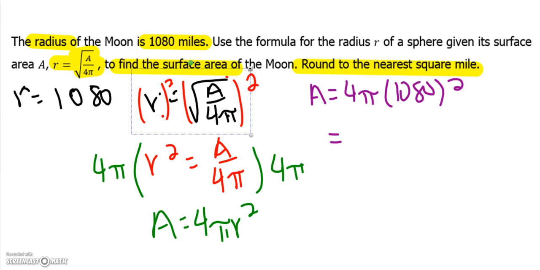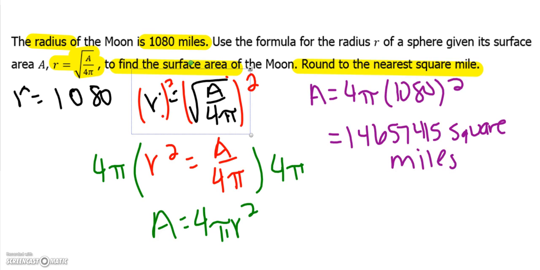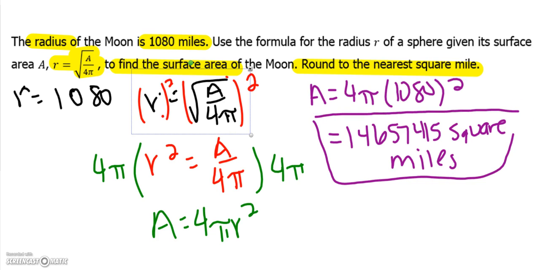When you do that, you get a really large number, which you can put in scientific notation or regular numbers, that's fine. But you get 146,574,15 miles, or square miles. So that is our moon, a big moon. That's your answer. Okay, so the first thing I would always do is just go ahead and manipulate your formula. That way it's a lot less work on you, especially when you have those big numbers.